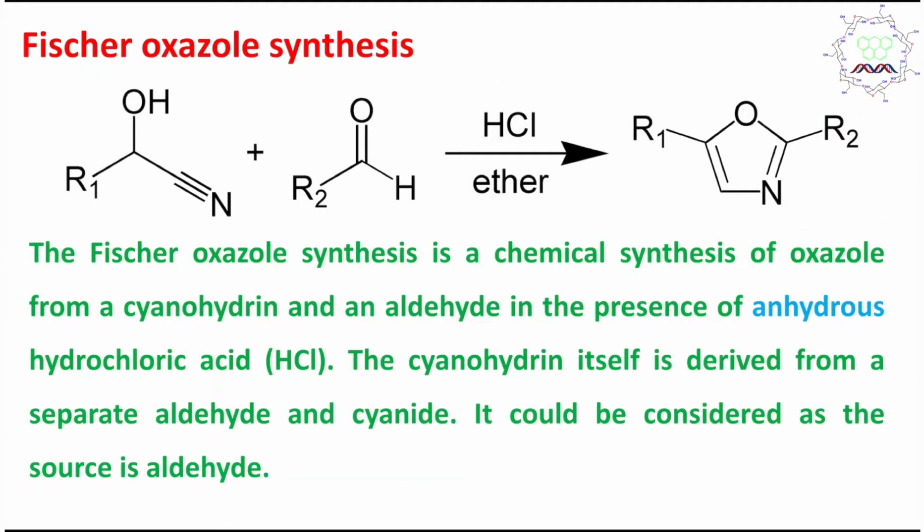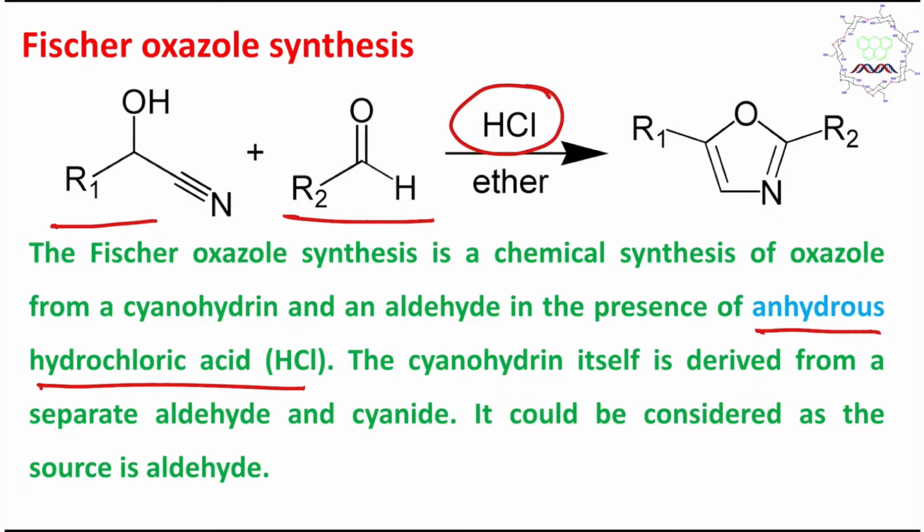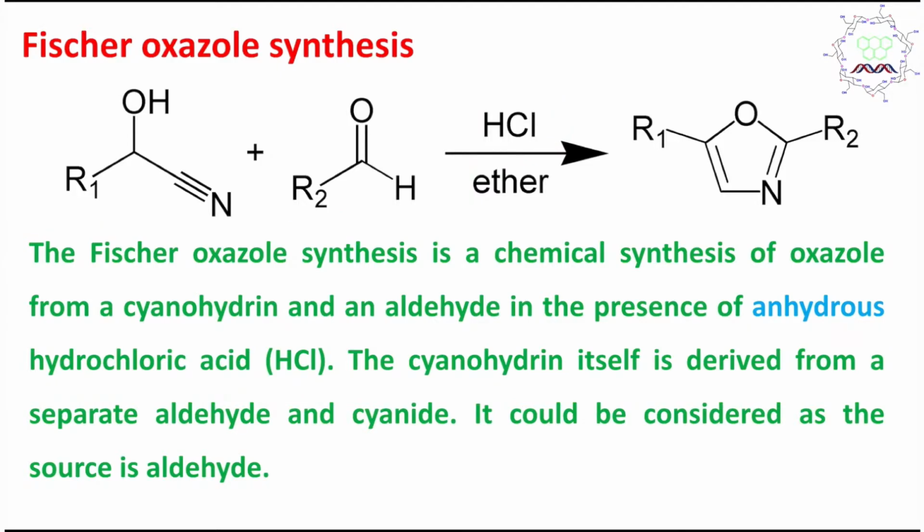Now let's come to the second method, which is the Fischer oxazole synthesis. For this purpose a cyanohydrin and an aldehyde are used in the presence of anhydrous hydrochloric acid. So this is not aqueous HCl, student, this is anhydrous HCl in ether. Now if you look at the source of cyanohydrin, how is cyanohydrin produced? Cyanohydrin is produced from an aldehyde and cyanide.